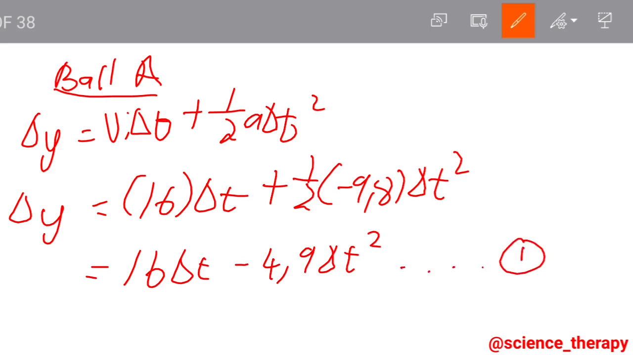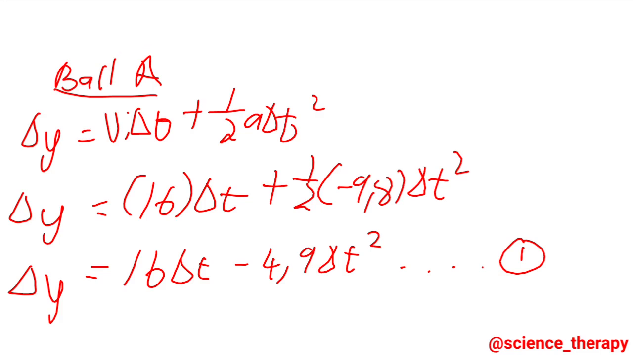So we have created an equation in terms of delta Y. Remember, we are looking for delta Y because the question said how high, right? So in that case, we make delta Y the subject of the formula. Then let's check now for ball B.